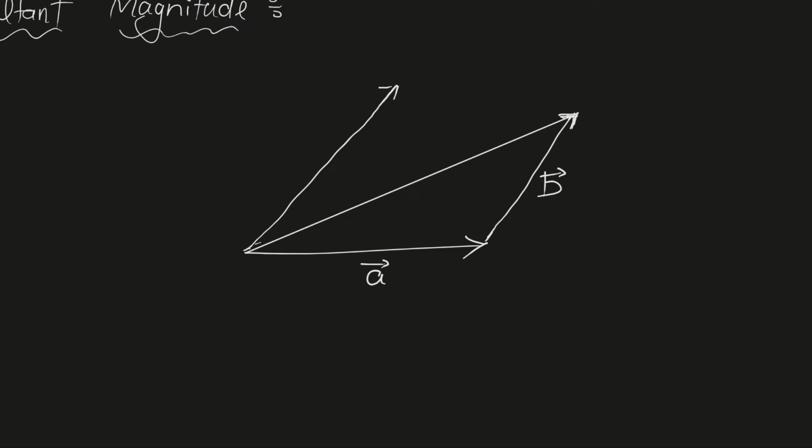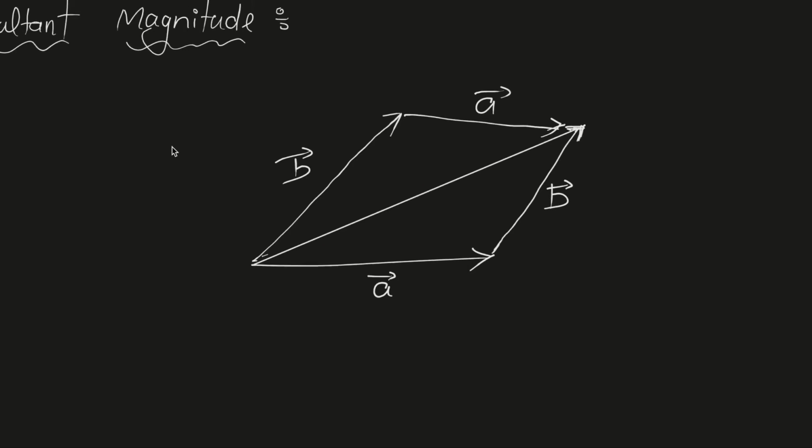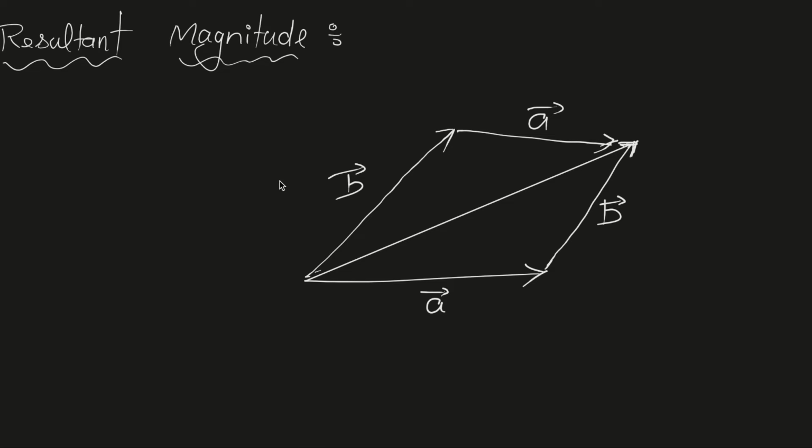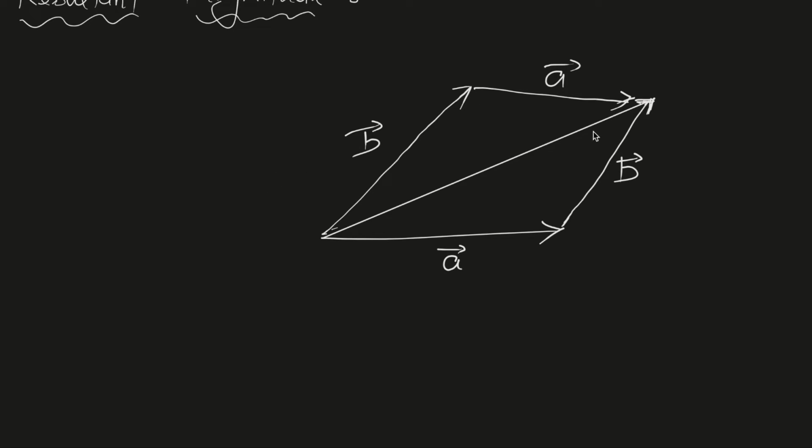Then I can place the a vector here also. This is the a vector and the b vector, and this looks like a parallelogram. This is also known as the parallelogram law of addition. The diagonal of the parallelogram gives a plus b, the resultant. We are going to find its magnitude, and for this I have to construct a right angle triangle.